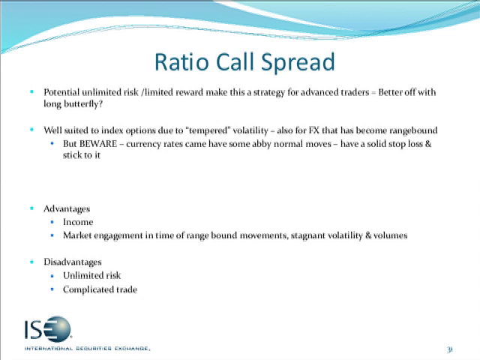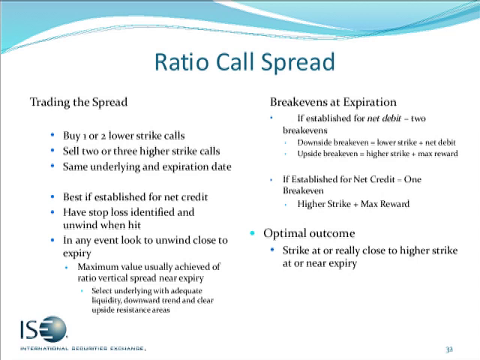So what are the advantages of a ratio? Well, it's an income trade. You do get credit in the account. It is a good way to engage the market in a time of range-bound movement, stagnant volatility, and low volume. Those do occur, though I haven't seen too many extended periods of that recently. But the point is, if you need to stay engaged in the market, there's a potential to do it when it's difficult, because nothing's moving significantly. The disadvantage is, once again, it has unlimited risk potential and it's a complex trade.